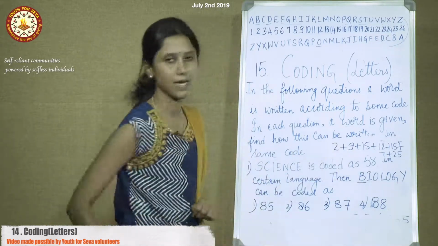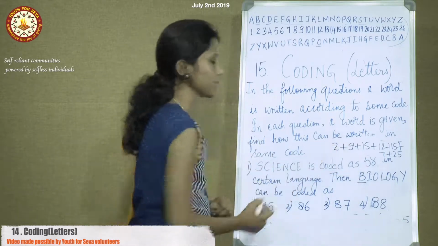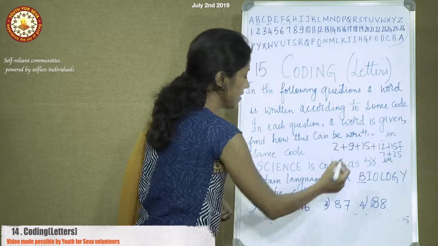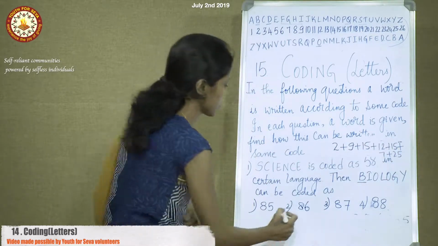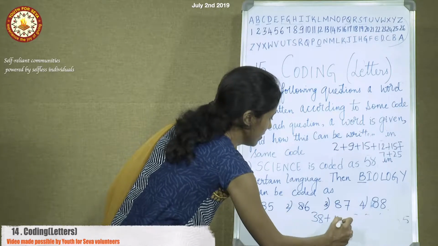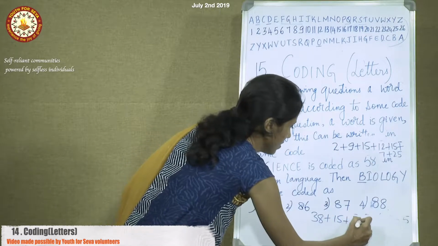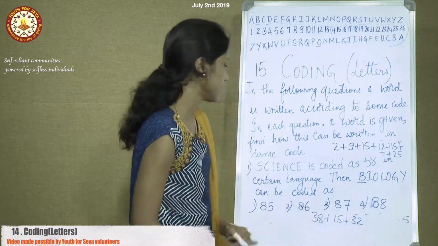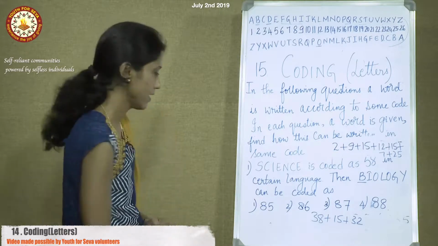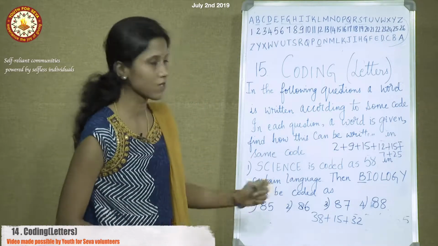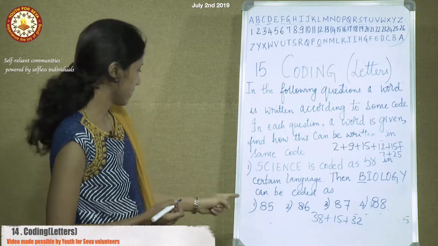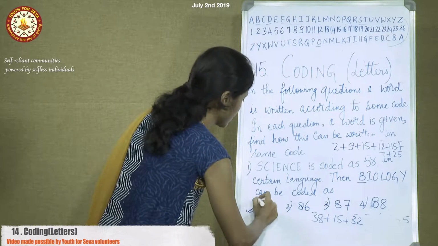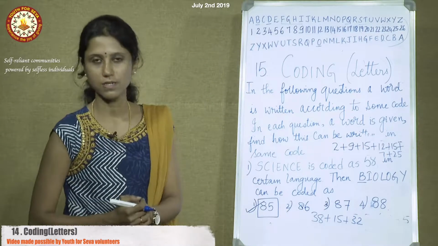So 2 plus 9, 11, 11 plus 15, 26, 26 plus 12, 38, 38 plus 15, 53, and then 53 plus 32, it is 85. So we are getting 85. Check in the options whether it is given or not. We can observe the first option is given as 85. So let me choose this one as the appropriate answer for this question.